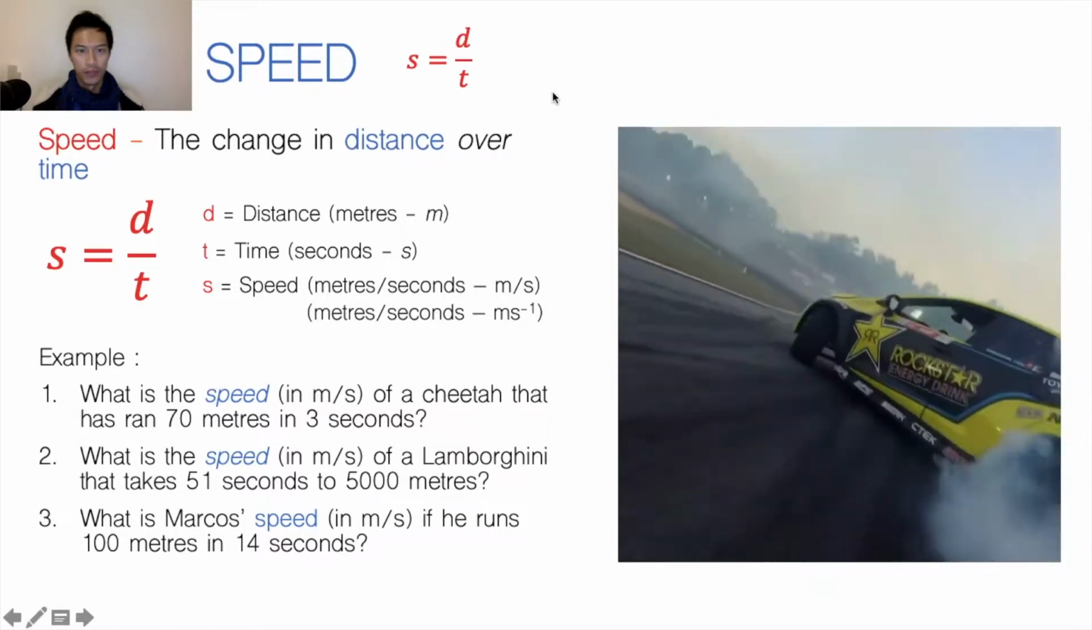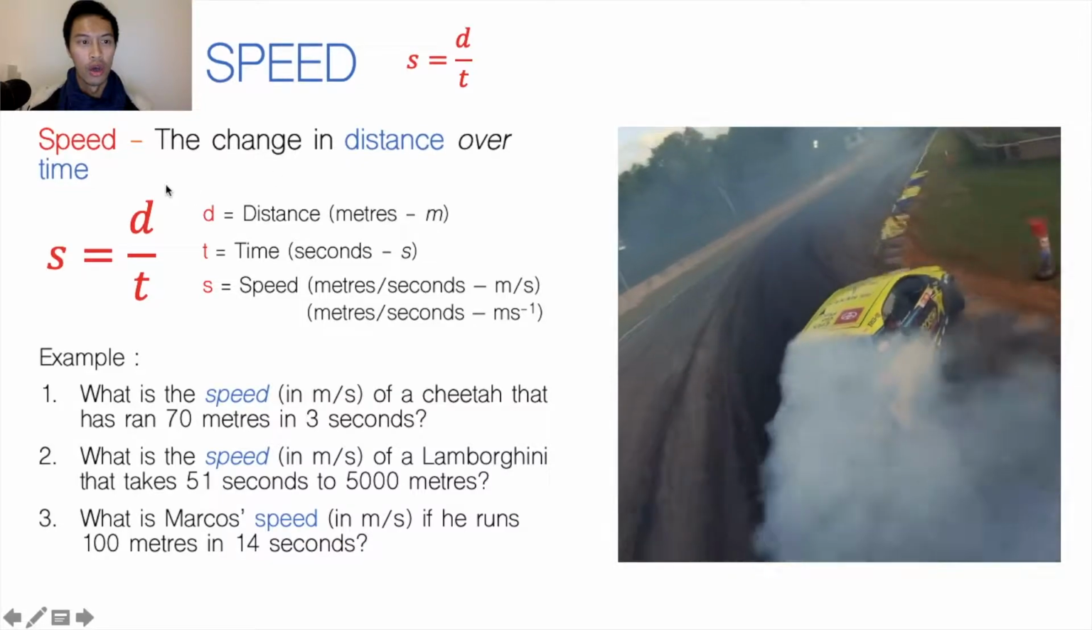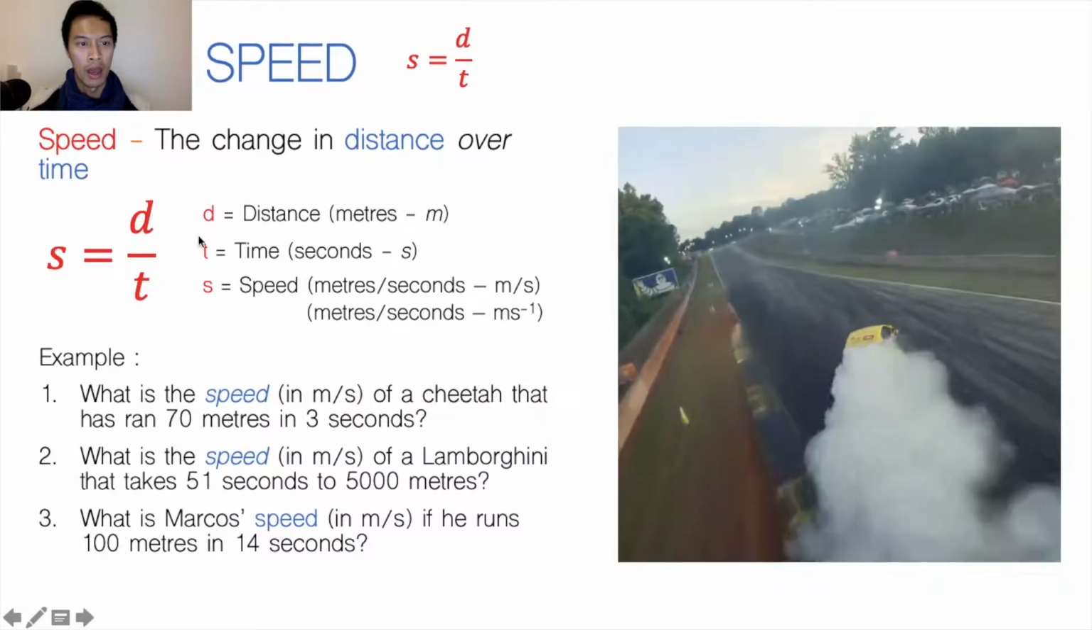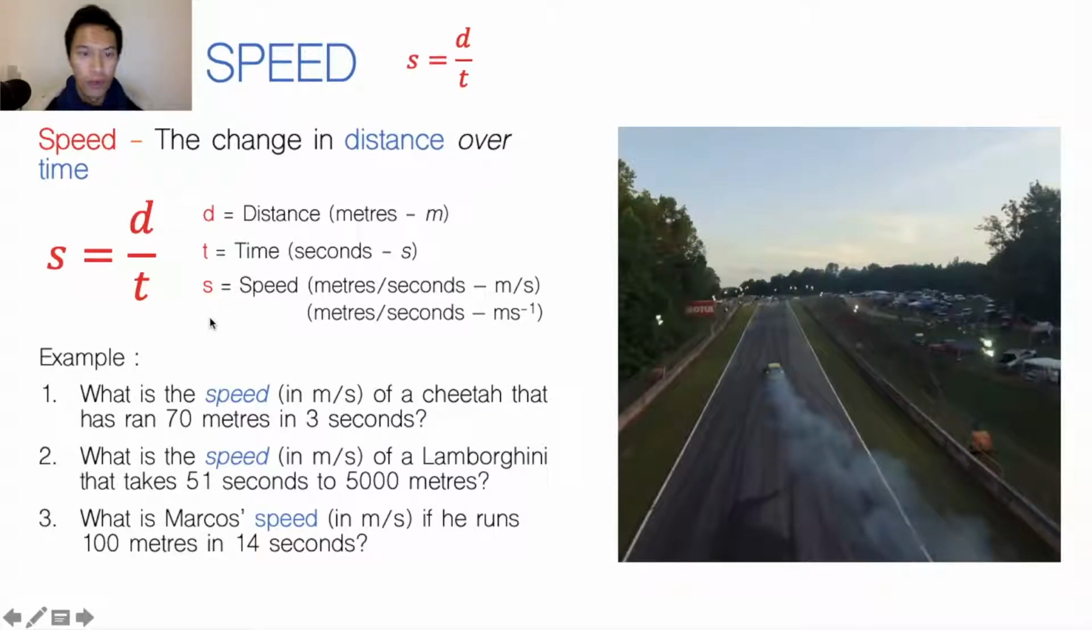All right, so let's take a look at what speed is. It's defined as the change in distance over time. Here's the formula: S equals d over t. You're going to encounter a lot of formulas and probably a lot of calculating and maths, so you're going to have to get used to it. Feel free to pause the video and have a go at these questions whenever you get the chance to.